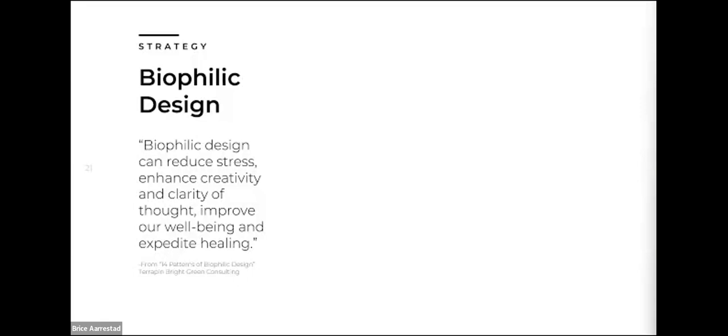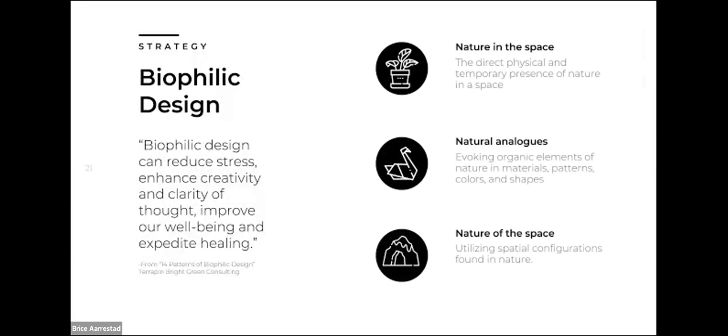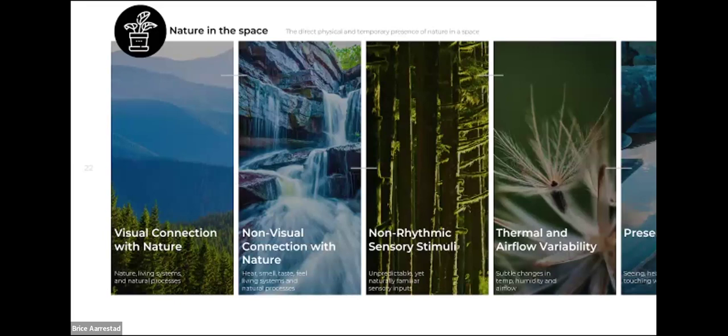So what are those things? Let's talk about it in three different buckets here. The first one, nature in the space. The second one, natural analogs. And then the third one is nature of the space. So we'll start with nature in the space. And this is, again, looking at it from a design perspective, having that direct physical and temporary presence of nature inside a space.